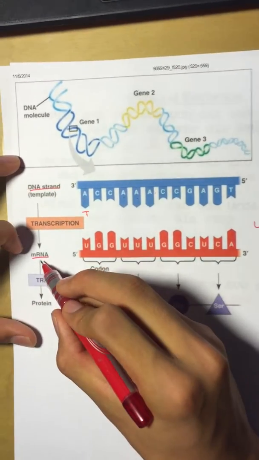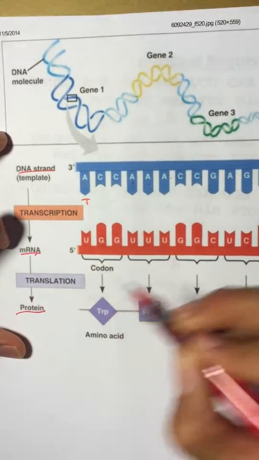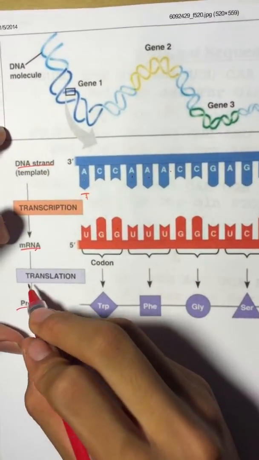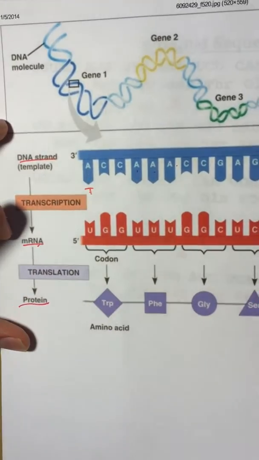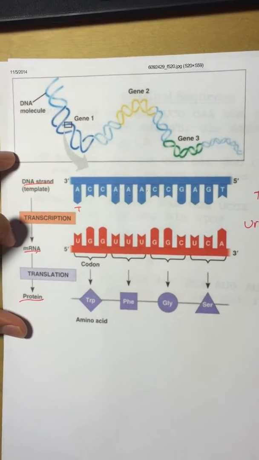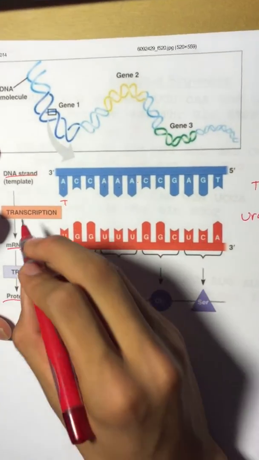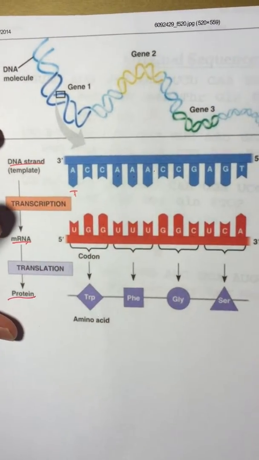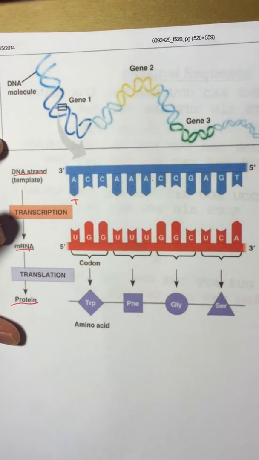Now we want to turn the messenger RNA into a protein. That's called translation. So I'm going to describe translation. After we turn the DNA into mRNA, that's when we start going to translation.